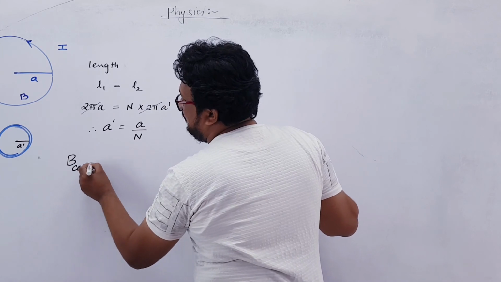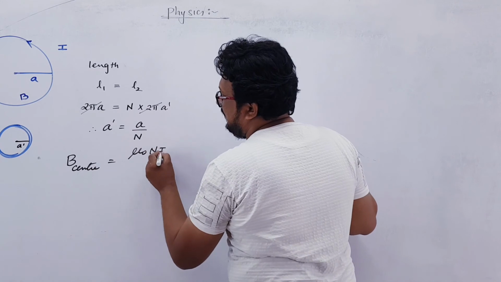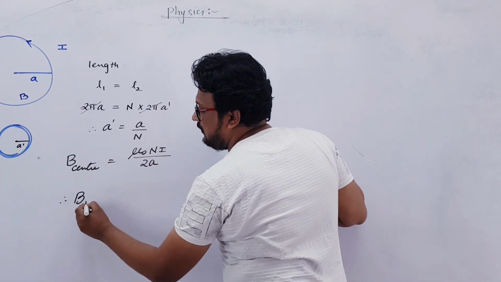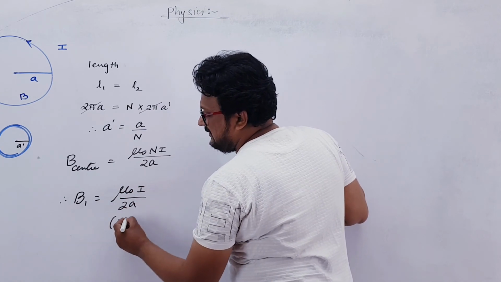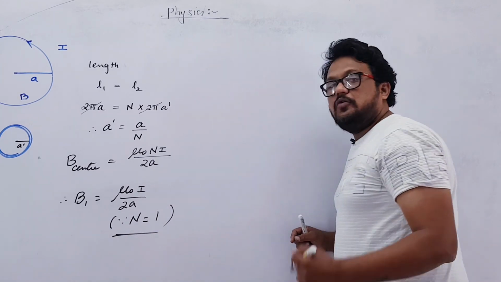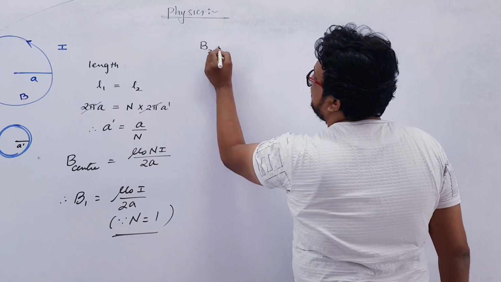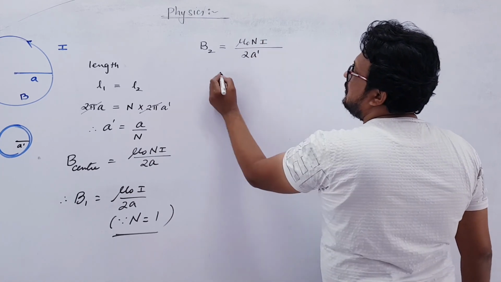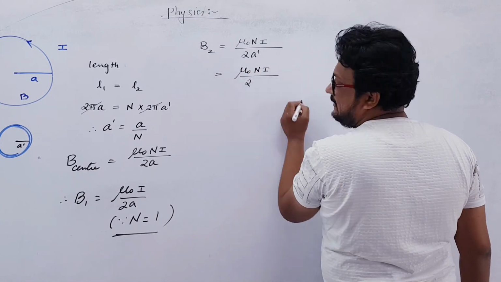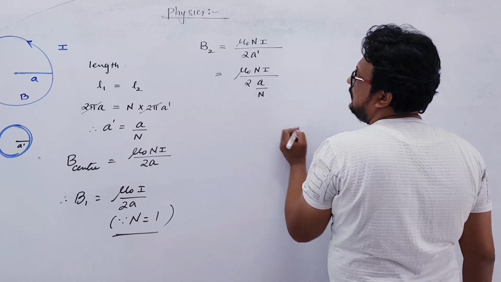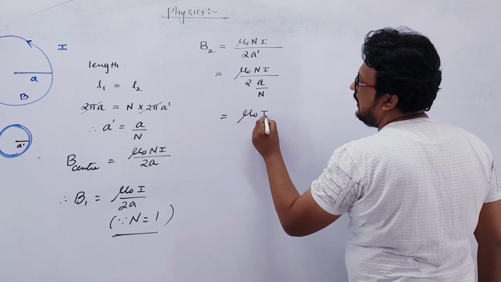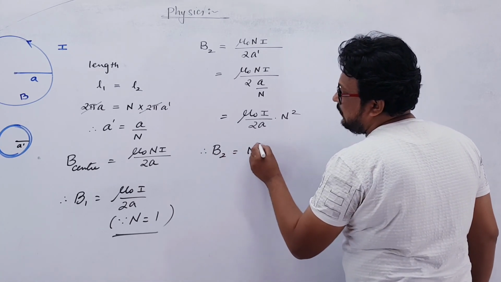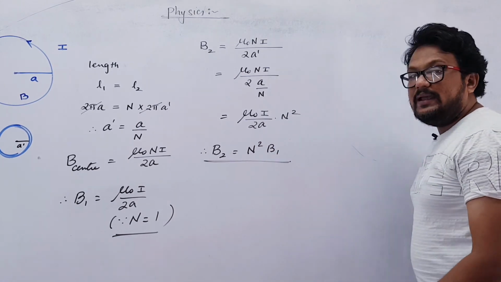Now B at center, we know that magnetic field at the center is given as mu naught N I over 2A. So therefore for the first ring, B1 will be mu naught I over 2A, because in this case n is 1. We have considered n as 1, having only one loop, right? Now what will be B2, the second loop? This one is mu naught, number of turns are N, I over 2A dash. So that is equal to mu naught N I over 2 into what is A dash? A by n, right? So this n will move up, so this will be equal to mu naught I over 2A into n square, or therefore you can say that B2 will be n square times B1. B2 will be n square times B1.